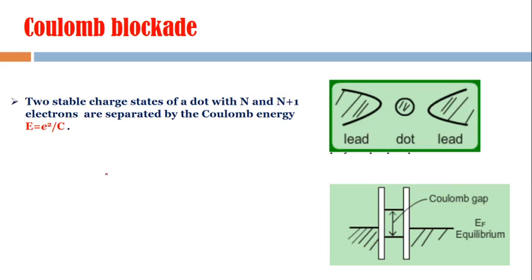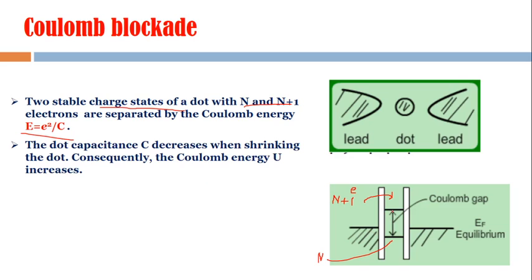So, the same situation is shown here. Now, two stable charge states of the dot with n and n plus 1 electron are separated by Coulomb energy. Suppose n number of electrons are present here, and if we add one extra electron, then the n plus 1 electron will go to this new state. But since there is a significant energy gap, the new electron must be provided this much energy, only then it will be placed in this higher allowed state.